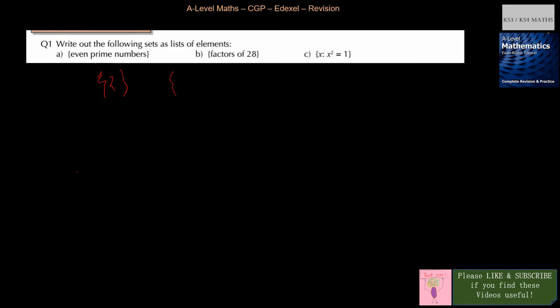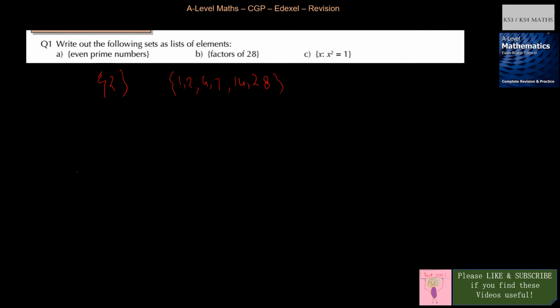The factors of 28 are 1, 2, 3 is not a factor. We have 4 as a factor, no 5, no 6, and then 7. 4 times 7 is 28. And then we'll have 2 times 14 is 28 and 28 itself.